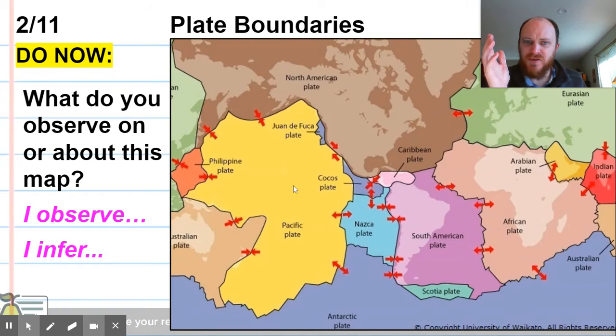I hope that you are observing this as a map of the US, that there are different plates named here. We're talking about tectonic plates today. Look at these red arrows too. They're moving. These plates are moving. We remember this from before.